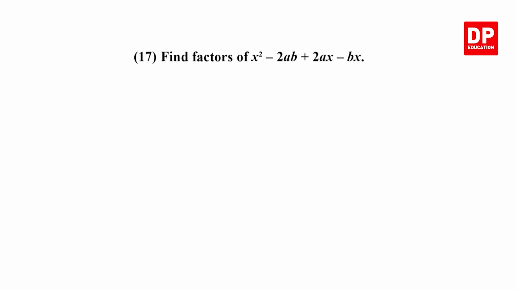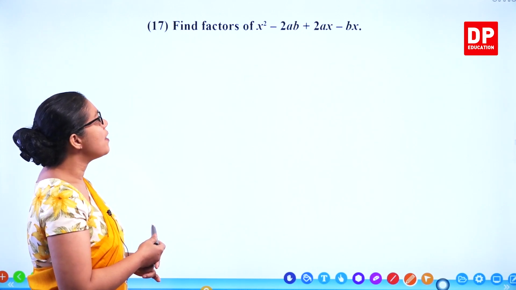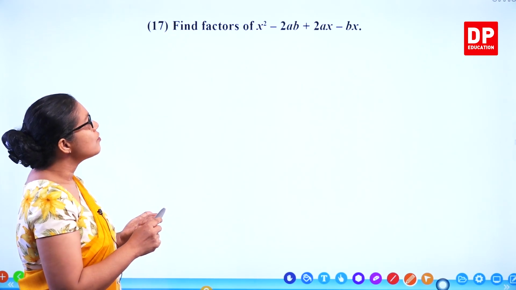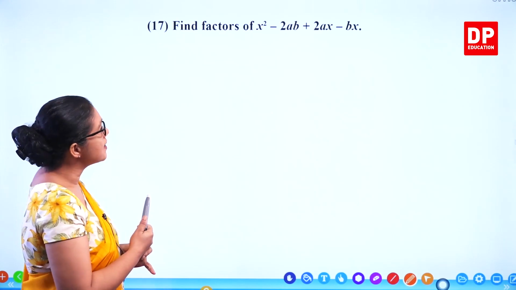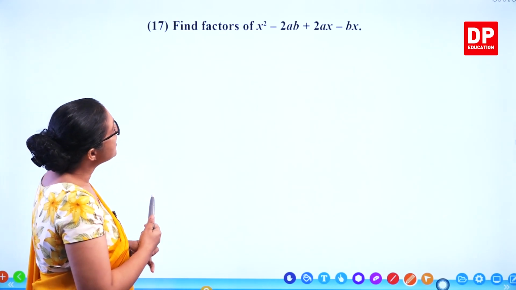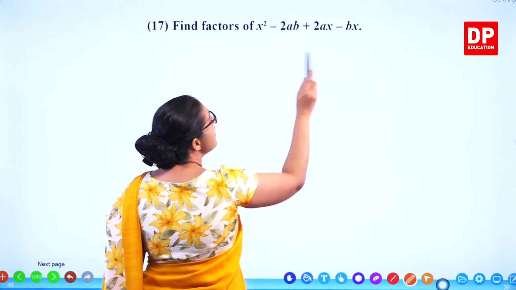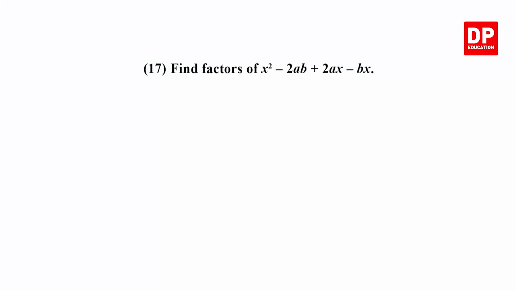Question number 17. Find factors. Look carefully. Can you factorize the first two? No common terms. Then what do you do? You get 4 terms, so you can rearrange so that you get factors. So what are the terms we can take? X squared is there, so definitely this should be in terms of x. So we can switch this and this.